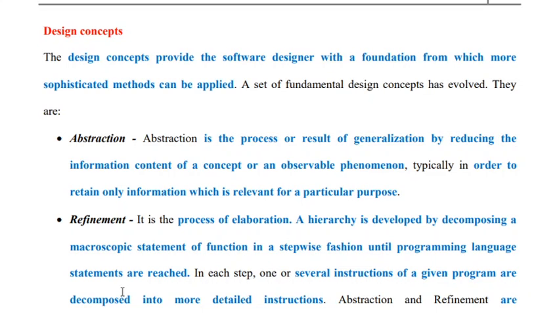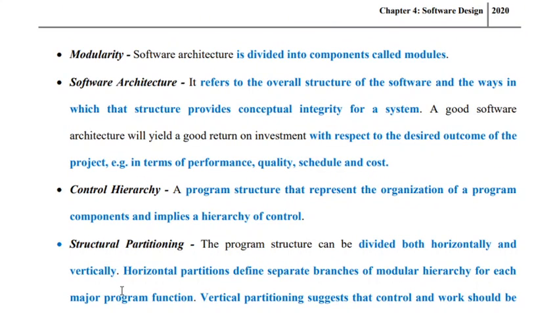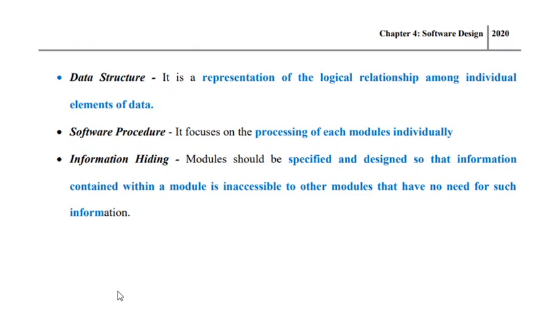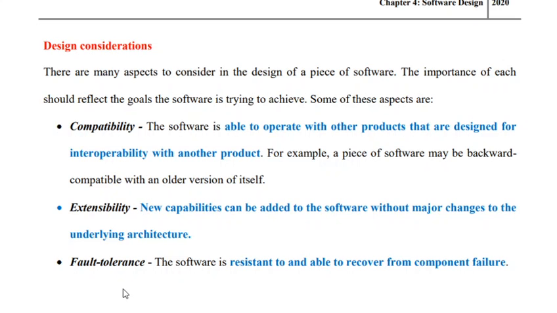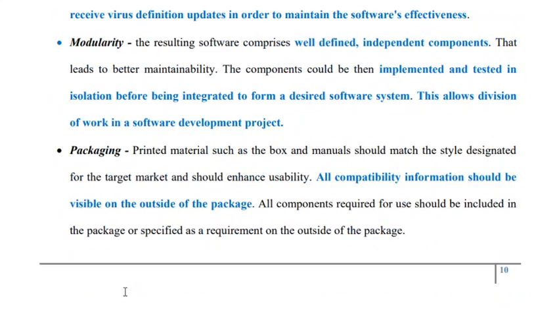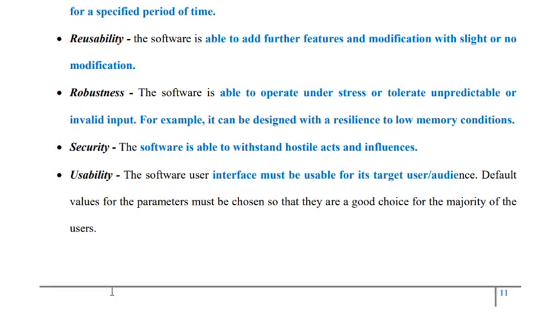Then we moved on to some of the important design concepts, where we focused on abstraction, refinement, modularity, control hierarchy, software structure, structural partitioning, data structure, software procedure, and information hiding. Then we moved on to some of the important design considerations like compatibility, extensibility, fault tolerance, reliability, maintainability, modularity, packaging, reusability, robustness, security, usability, and so on. So these are some of the important aspects related to design, design concepts, and design considerations.